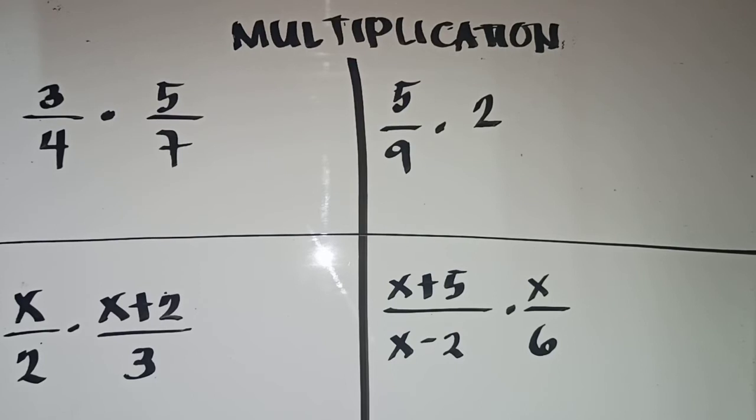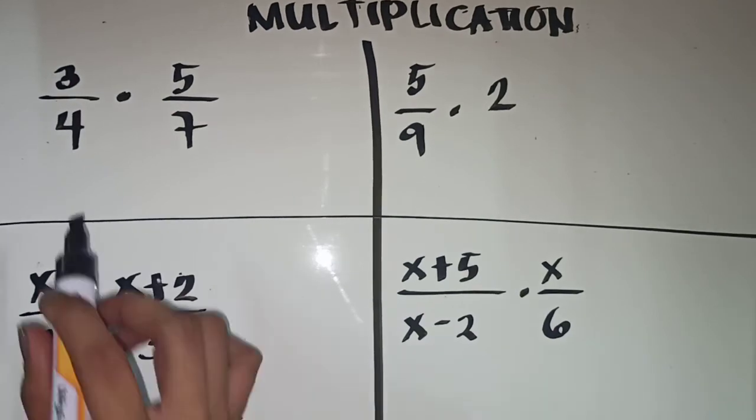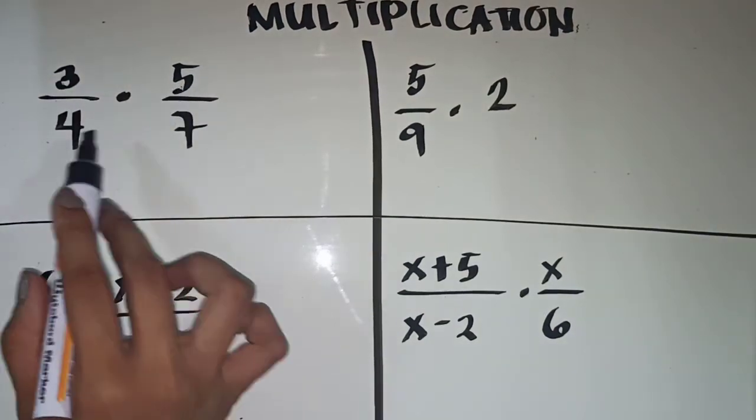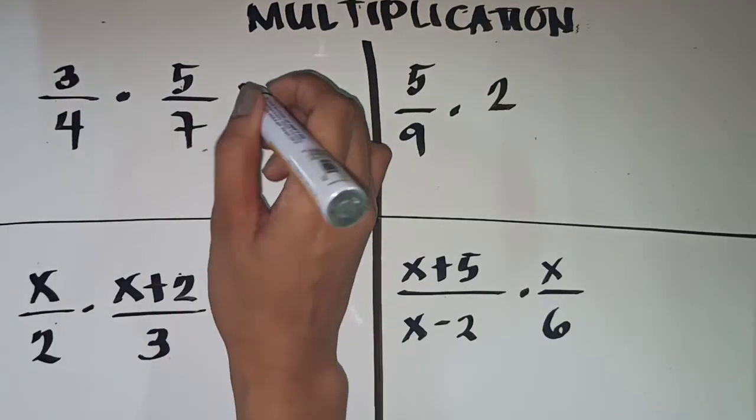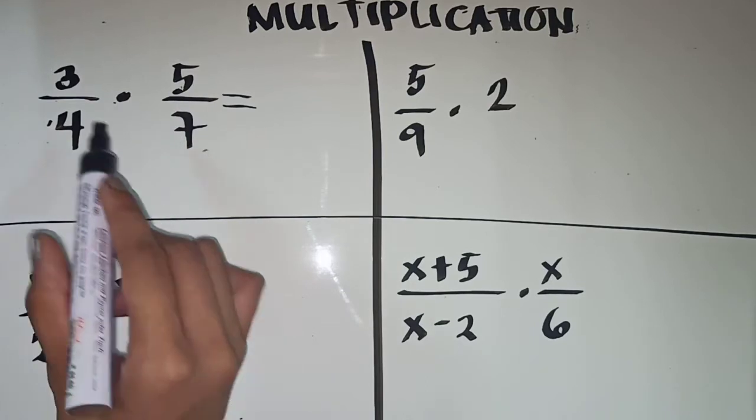Okay, so now let us proceed to multiplication of fractions. In multiplying two or more fractions, just multiply the numerator by numerator, denominator by denominator. Again, sa pagmumultiply ng fractions, i-multiply lang ang numerator sa numerator, denominator sa denominator. So for example, meron akong 3 over 4 multiply by 5 over 7.